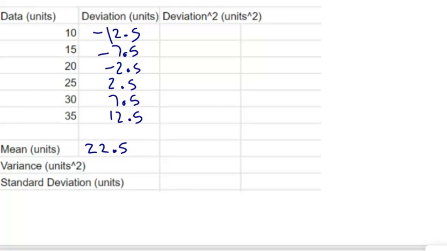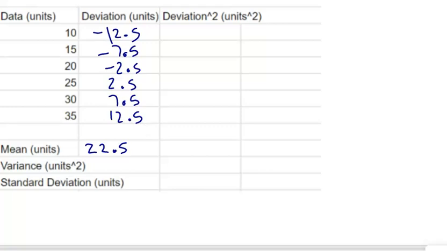Next, we're going to find the deviations by subtracting the mean from each of our data points. So if I subtract 22.5 from 10, I get negative 12.5. 15 minus 22.5 gives negative 7.5, and so on and so forth. If we try to average our deviations together, the total is always going to come out to 0, because the negative numbers match the positive numbers, so when we add everything up, it all just cancels out.